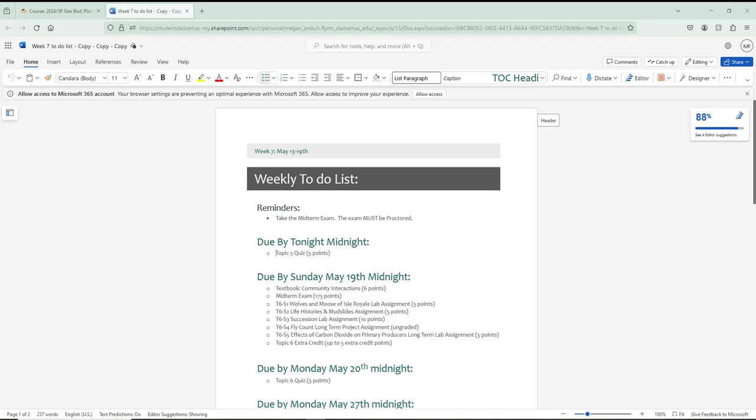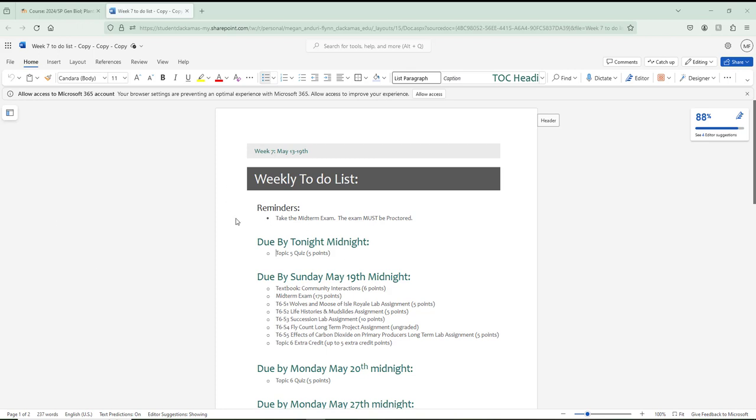So this week we will be mainly working through our midterm exam, so that's the big excitement for the week. But we still have assignments that are due this week, so we will be completing topic 6 in addition to our midterm exam. So just a reminder, you do have a quiz that is due by midnight tonight, so our topic 5 quiz is due, so don't forget to take that.